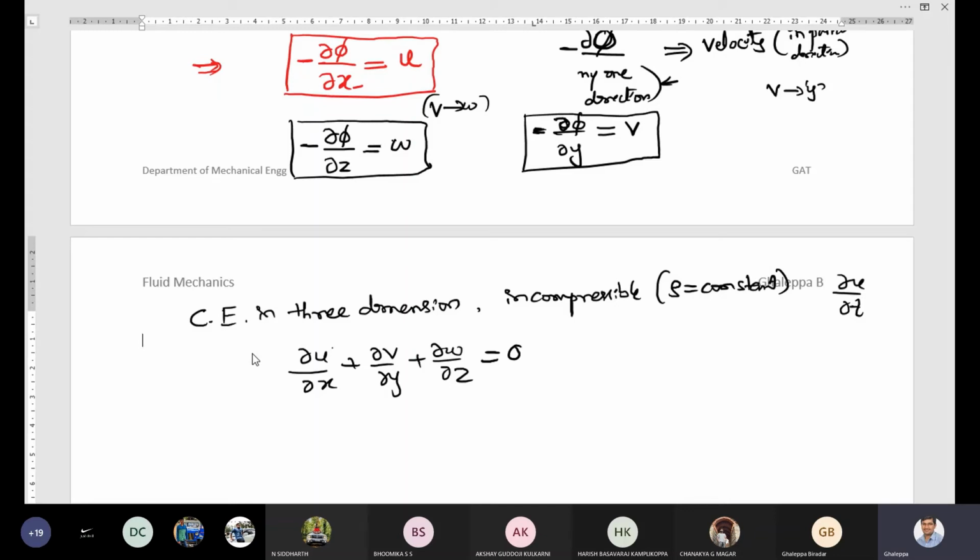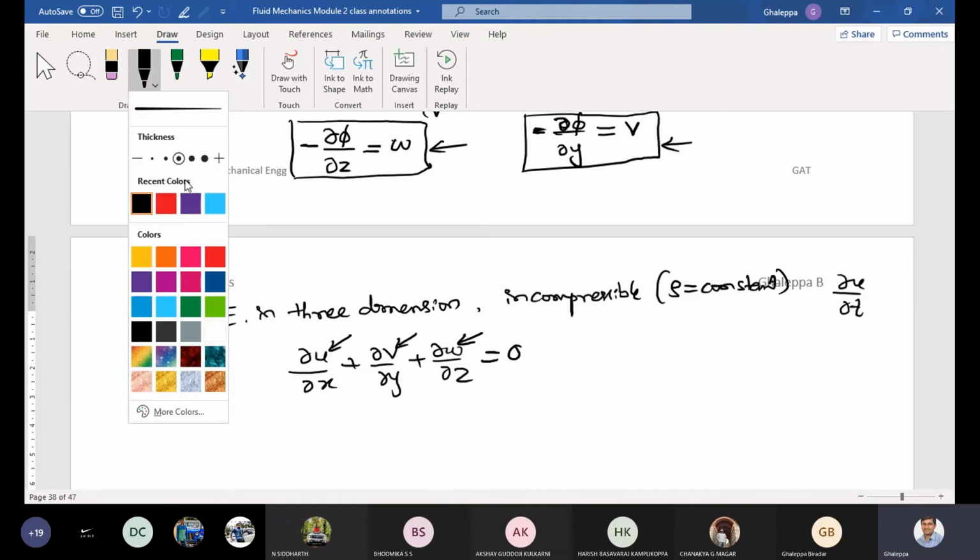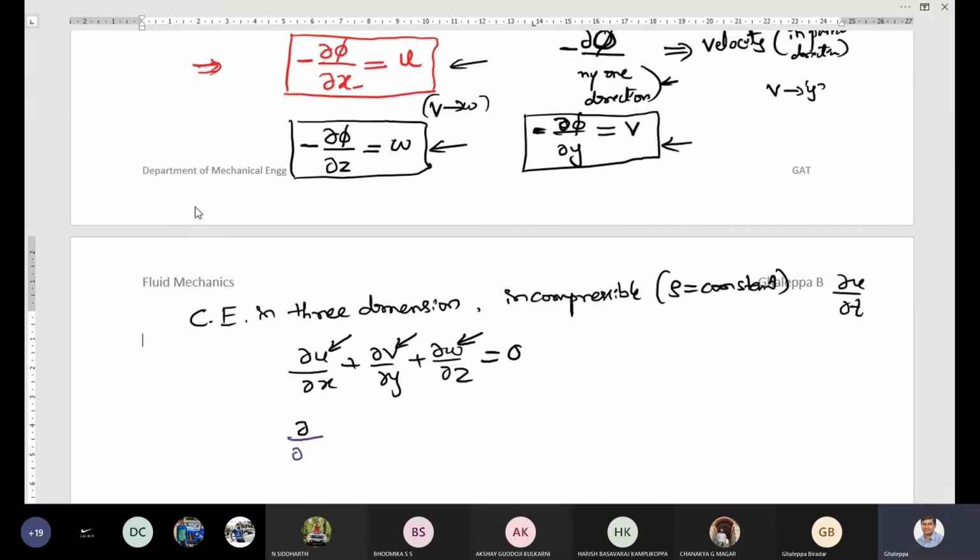Now you substitute the value of velocity u, substitute the value of v, substitute the value of w from the above equations. Using these three equations, you substitute the values. Now one by one I will substitute. First I will take dou by dou x. What is u? u is minus dou phi by dou x. Substitute minus dou phi by dou x plus dou by dou y as it is.